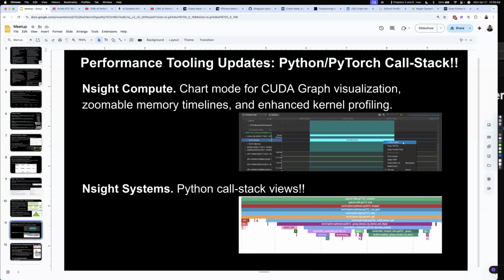So Insight Systems, the other thing I mentioned earlier, now supports a Python call stack view. Before, when you would profile with these tools, you had no idea how to get back to the Python source code or the PyTorch source code that was causing these stalls or these excessive synchronizations from the GPU back to the CPU.